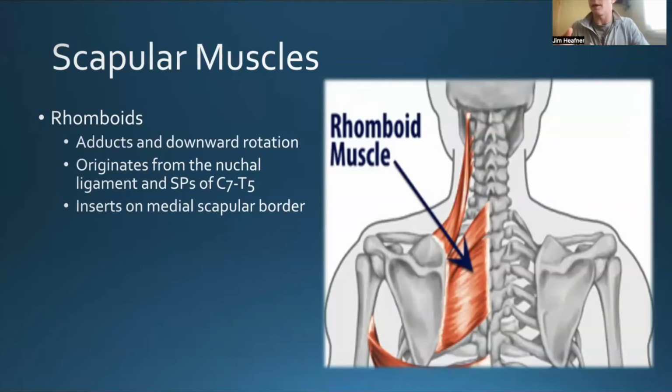So having strong rhomboids is very important. Also having strong trap muscles is very important. If you're using your rhomboids on an exercise where the trap needs to help stabilize in a more neutral position, that could cause an injury or a problem, and vice versa. So these muscles are important at different times for different functional purposes.